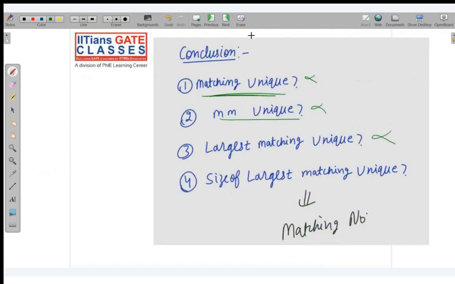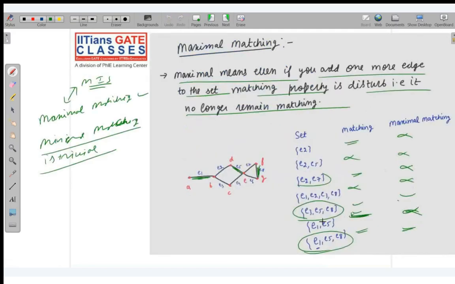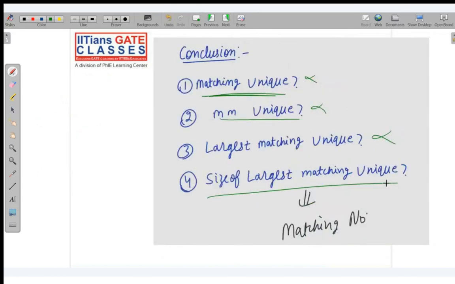Largest matching unique? No. There are many largest matching. These two are. So size of largest matching unique? Yes, that is for sure. And that is your matching number. So same. I think you have got it.